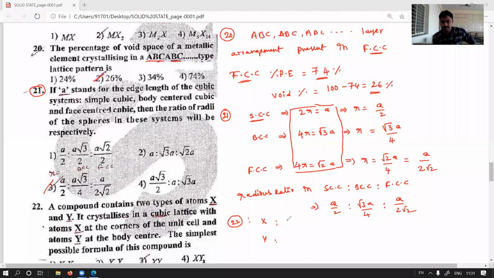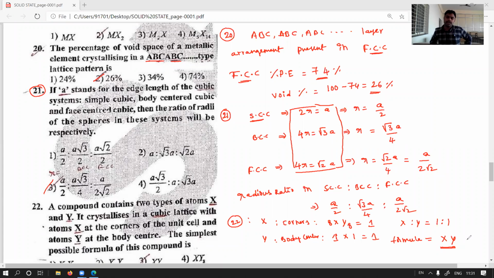So X atoms are only at corners. How many corners are present? 8 corners, but each atom present at a corner has a contribution of 1 by 8. Then the number of X atoms is 1. Y atoms are present at the body center. How many body centers are present? Only 1, and its contribution is 1. Then the number of Y atoms is 1. So the X to Y ratio is 1 to 1 only. Then the formula of the compound is XY, because the simplest ratio of X to Y is 1 to 1. So the third option is correct. Understood?